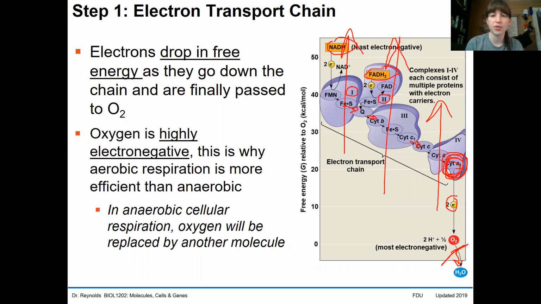Aerobic cellular respiration uses oxygen, a highly electronegative atom, and so it wants these electrons, and so this process is fast and efficient. Anaerobic cellular respiration is going to be using something other than oxygen, still have an electron transport chain, still do everything prior to and leading up to this, but we're going to use something other than oxygen here. And since that's not going to be as electronegative, it's not going to be as efficient.